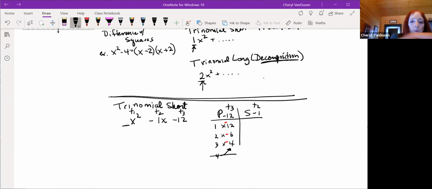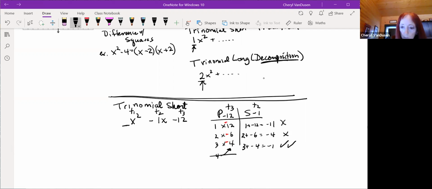And now to find my numbers in the second column, I'm going to add them. So 1 plus minus 12 is minus 11. That one doesn't work. I'm looking for minus 1. 2 plus minus 6 is minus 4. That doesn't work. I'm looking for minus 1. 3 plus minus 4 is minus 1. We have success. Okay, of course it had to be the last one, but that's okay. It gives me a little bit more explanation time for this question.